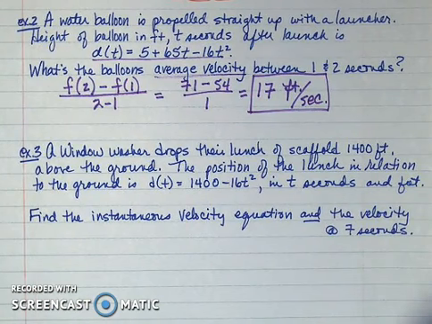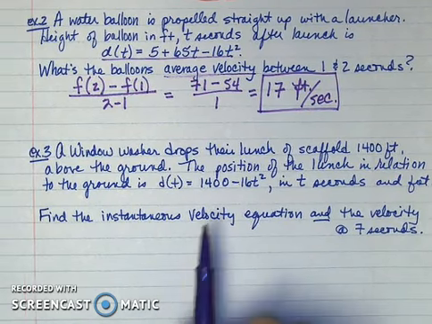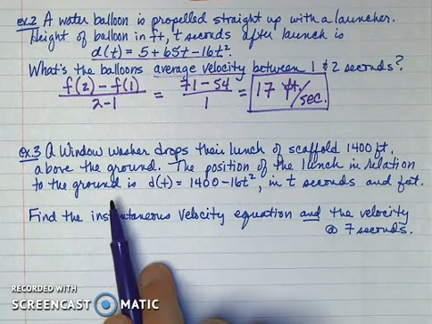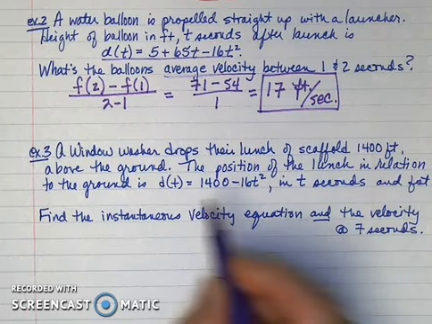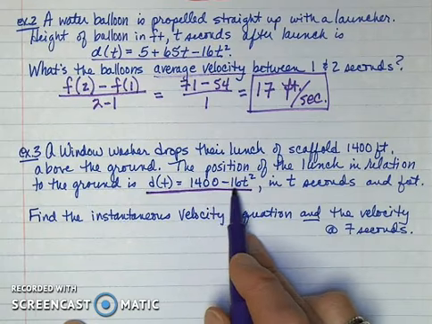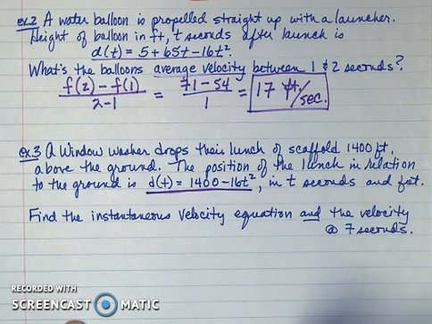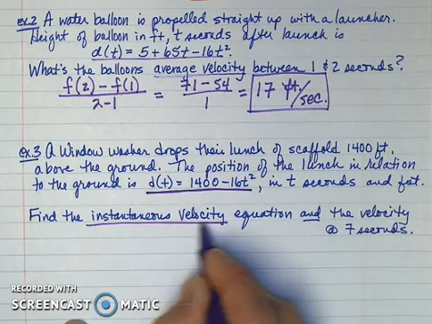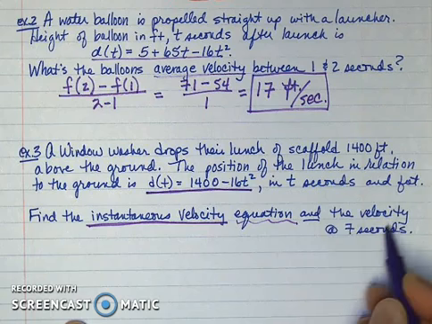Let's look at another example. A window washer, I like this one. A window washer drops a lunch off the scaffolding that's 1,400 feet above the ground. The position of the lunch in relation to the ground is given by this formula right here. Okay, that's how high it was. Remember, this is the gravitational force right here, in t seconds and measured in feet. Find the instantaneous velocity equation and the velocity at 7 seconds.